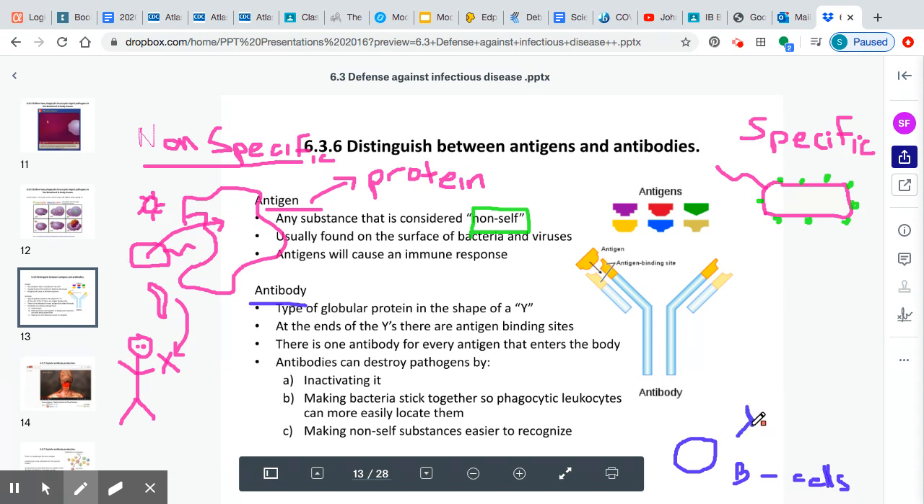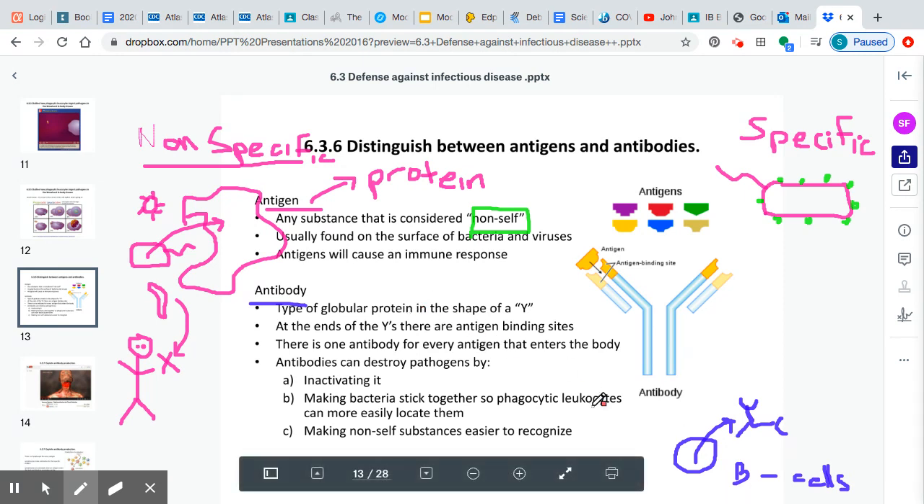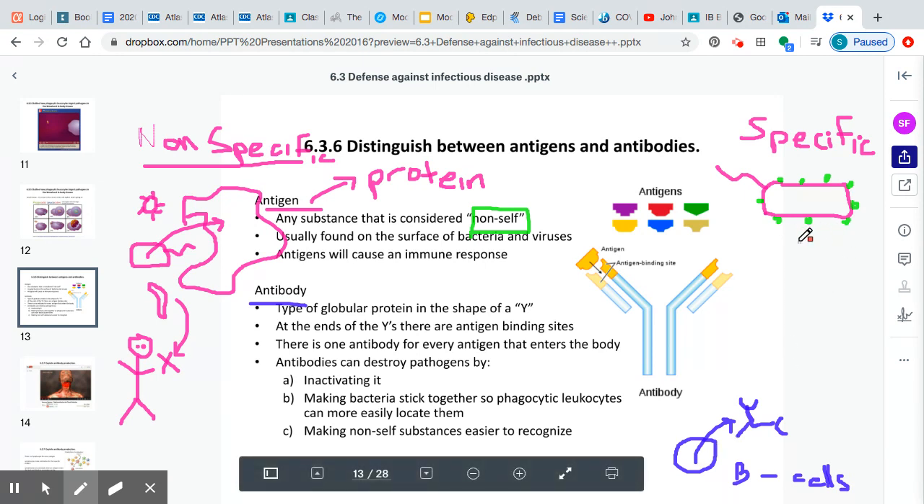So antibodies typically are drawn, like in this picture, as these Y shapes with little binding sites on the outside. Now, this is not drawn to scale, of course, but a B cell will produce all of these. These proteins are globular proteins. B cells will produce many of these proteins, especially when you have a very large infection. And what happens is that these binding sites will attach to these antigens on the surface of the bacteria or on the surface of a virus.